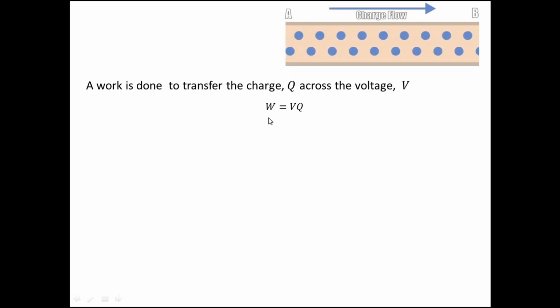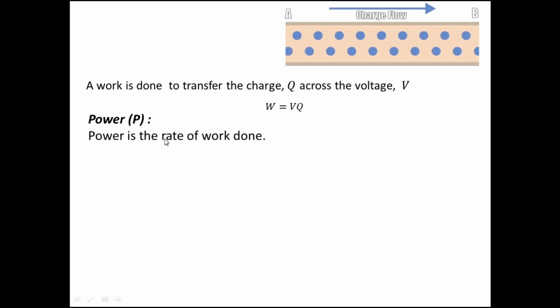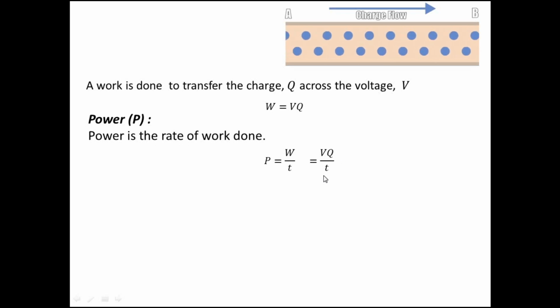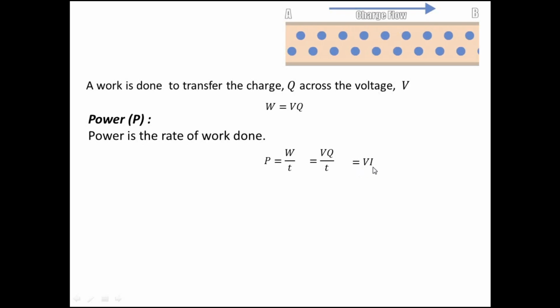And if we have the work, we can define the power. Power is defined as the rate of work done, or P equal to W by T. By substituting W as VQ, P equal to VQ by T, and this Q by T is actually current, so it is I. So P equal to V into I. So we can find the power in a DC circuit by the product of voltage and current, P equal to V into I.